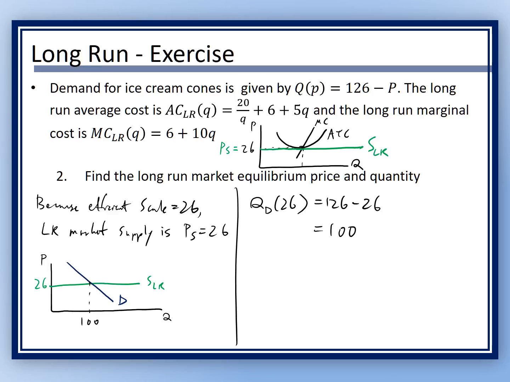Okay, so long run market supply is always horizontal. There are many sellers willing to participate in this market. So the higher the demand is, the more sellers there will be.